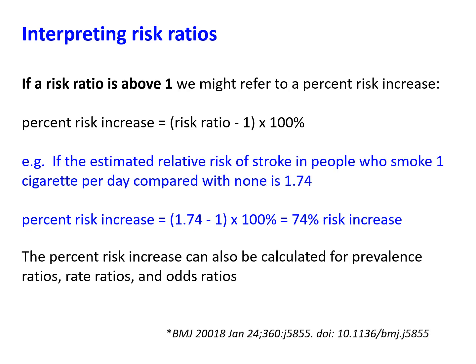Now, if a risk ratio is above 1, we might refer to a percent risk increase. So the percent risk increase is defined as the risk ratio minus 1 times 100%. So for example, if the estimated relative risk of stroke in people who smoke 1 cigarette per day compared with no cigarettes is 1.74, then the percent risk increase is 1.74 minus 1 times 100%. It's a 74% risk increase. And the percent risk increase can also be calculated for prevalence ratios, rate ratios, and odds ratios.